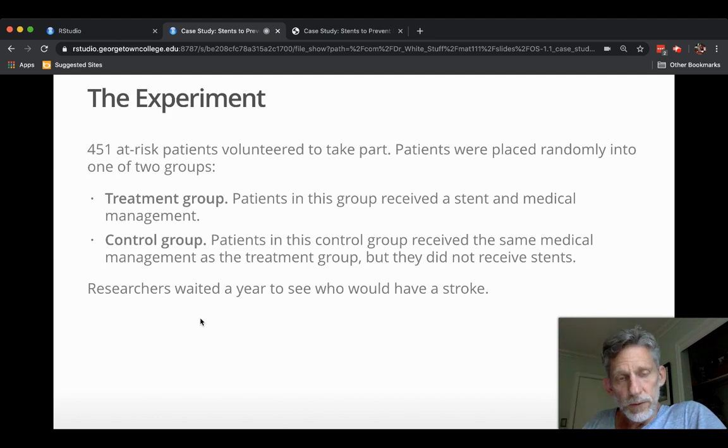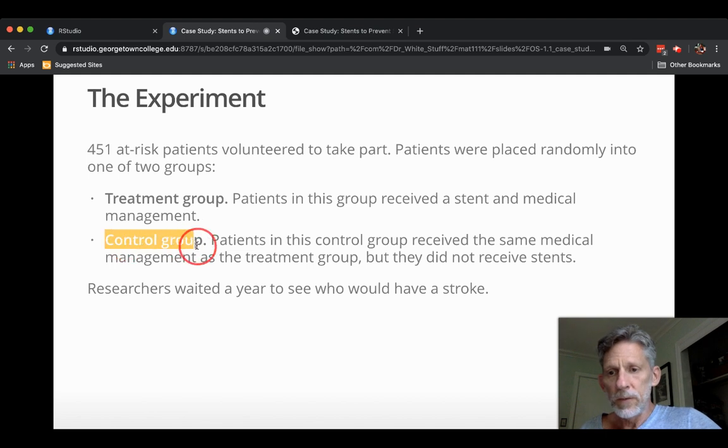If you agreed to join the experiment, you were going to be placed randomly, just by a chance process, into one of two groups. The first group's called here the treatment group. Okay, and if you got into this group, you were going to receive a stent and some medical management for that stent. Whereas if you were randomly placed into the control group, then nothing special happened to you. You would just get the same kind of medical management that people who are at risk for strokes get, but you're not going to get a stent.